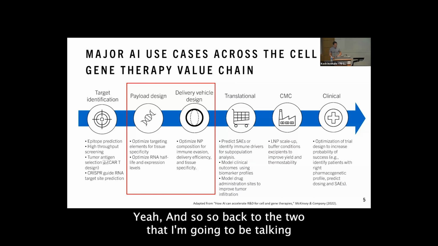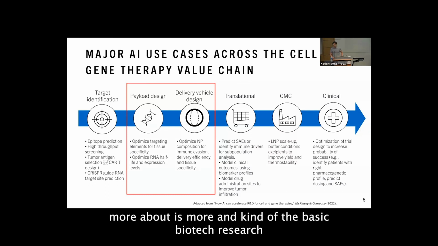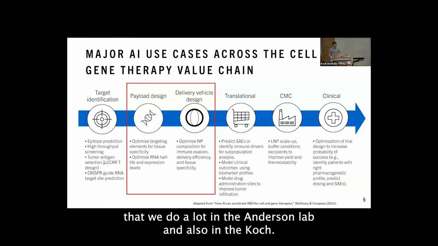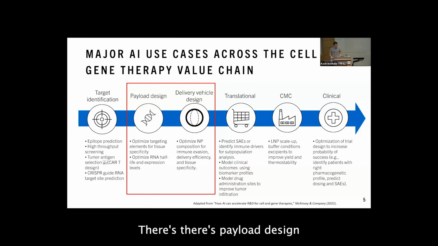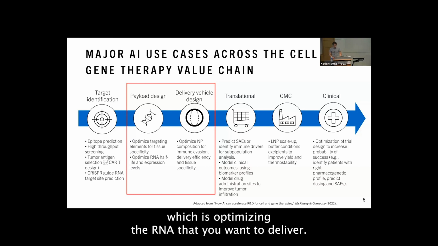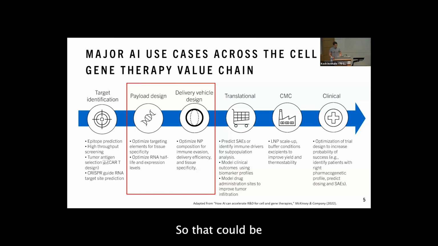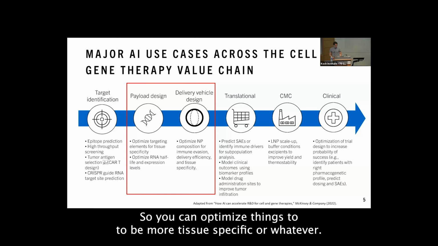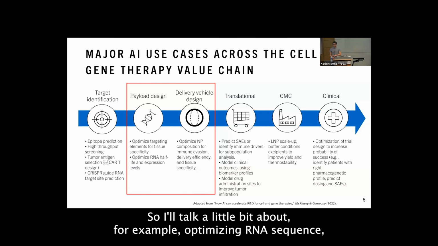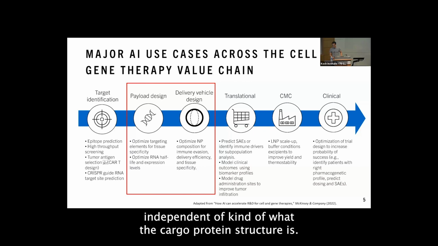Yeah, and so back to the two that I'm going to be talking more about, and that are more the basic biotech type of research that we do a lot of in the Anderson lab and also in the Koch. There's payload design, which is optimizing the RNA that you want to deliver. So that could be one of a variety of things. So you can optimize things to be more tissue specific or whatever. So I'll talk a little bit about, for example, optimizing RNA sequence independent of what the cargo protein structure is.